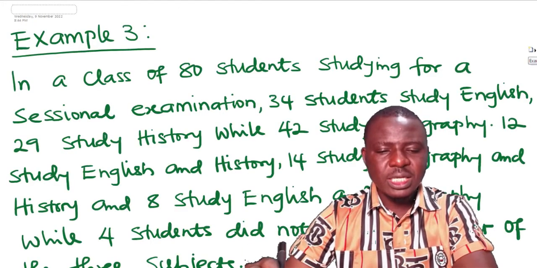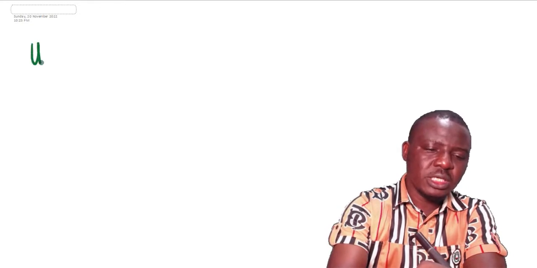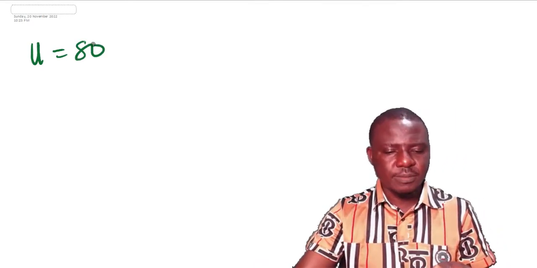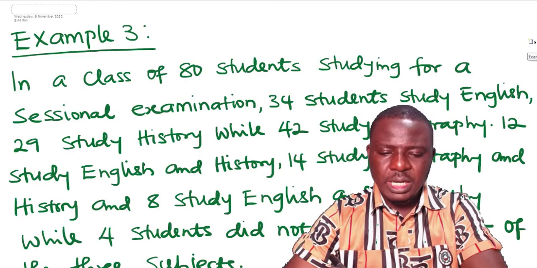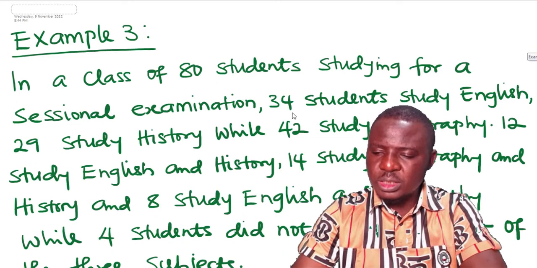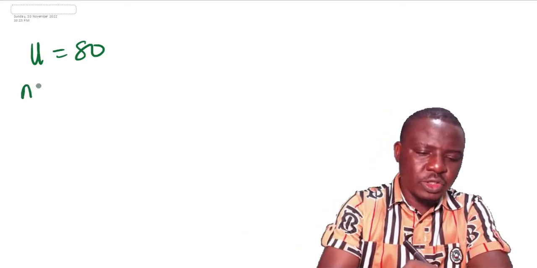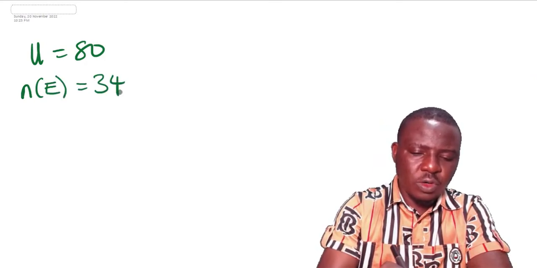The question says, in a class of 80 students, that signifies that the universal set is 80. So, n of U, or universal set, is 80 students, which we are to consider. In a class of 80 students studying for a sessional examination, 34 students study English. That is, n of E, where capital E stands for English, is 34.